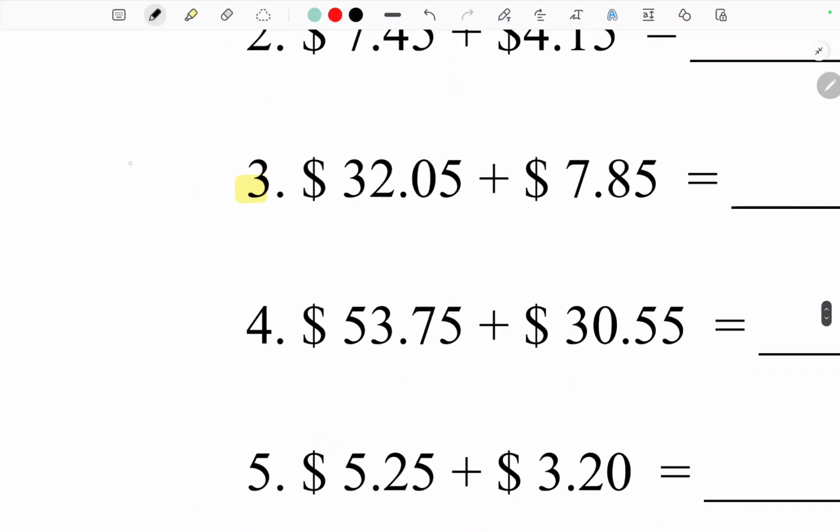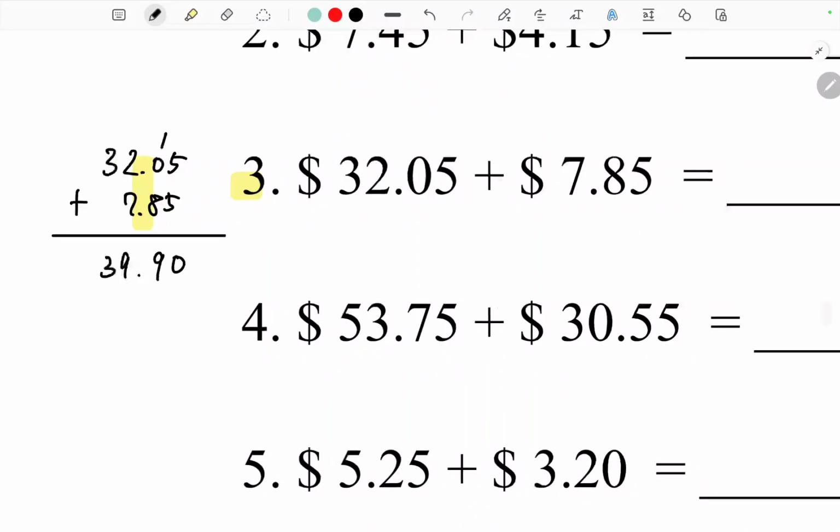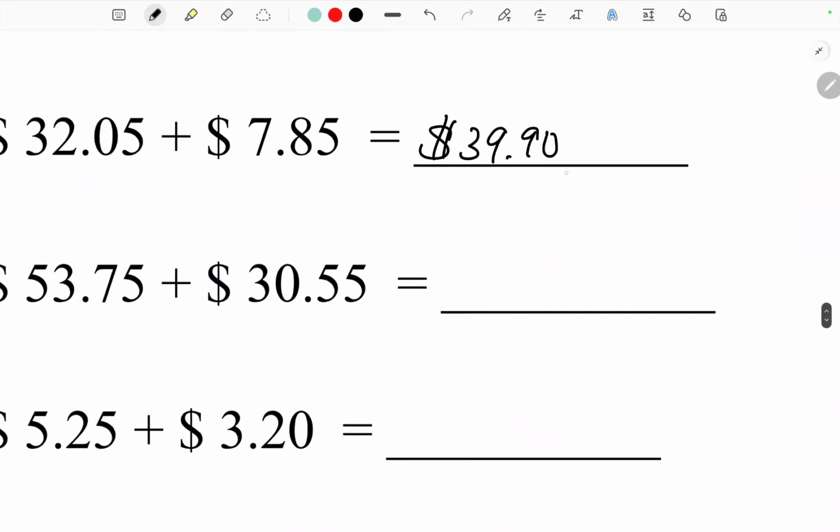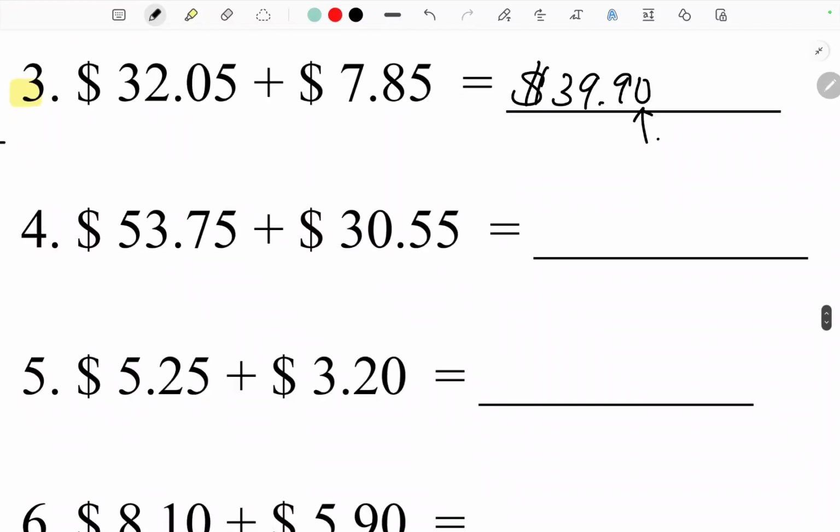Number 3. 32.05 plus 7.85. Okay, again, my decimal points. And you add, this becomes 10, 1 goes up, 9, and 39. So this will become $39.90. And don't forget to put this 0 behind.